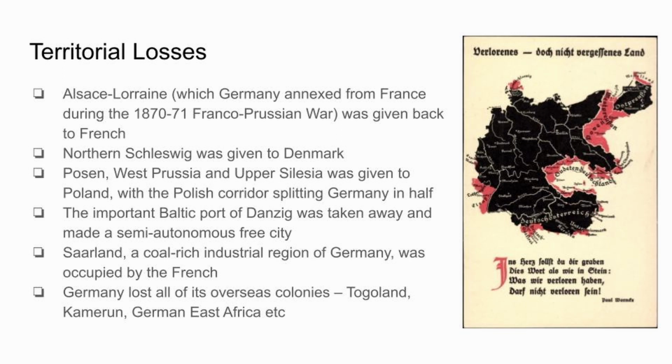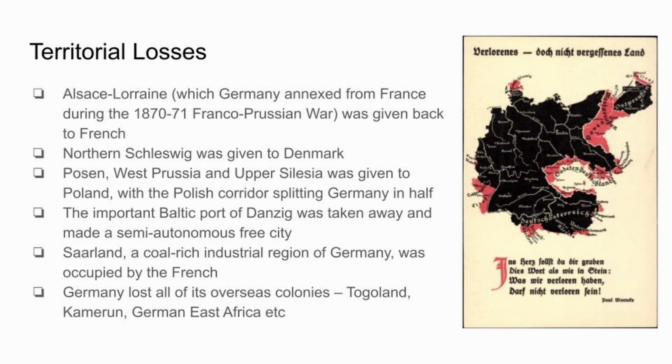Now keep in mind as well that Poland did not exist up to this point. It was created right after the Treaty of Versailles. So this really angered quite a lot of Germans. The important port of Danzig was also taken away and made a semi-autonomous so-called Free City of Danzig. Now, the Saarland, although it wasn't officially handed over to France, was basically occupied by the French, and it was a coal-rich industrial region of Germany that it really needed after the war. Germany also lost all of its overseas colonies.